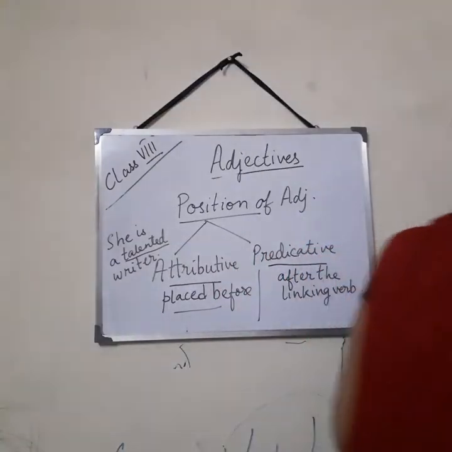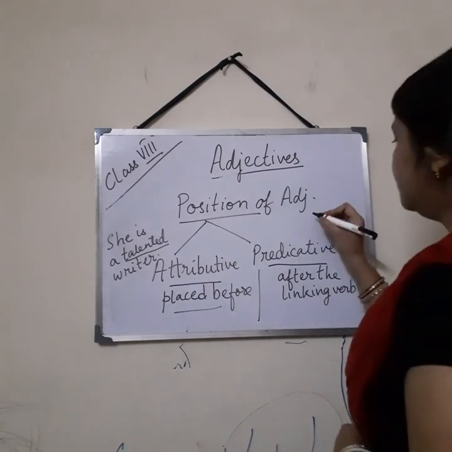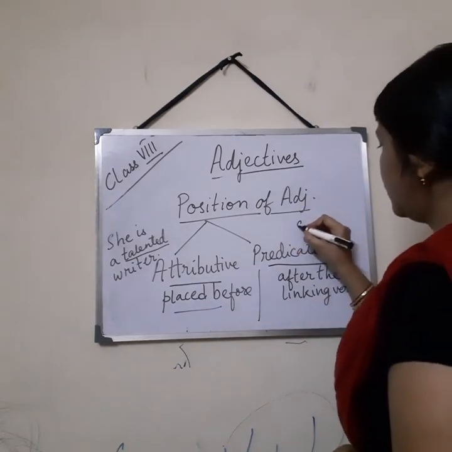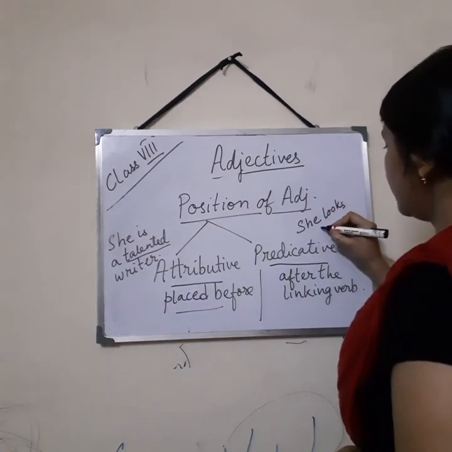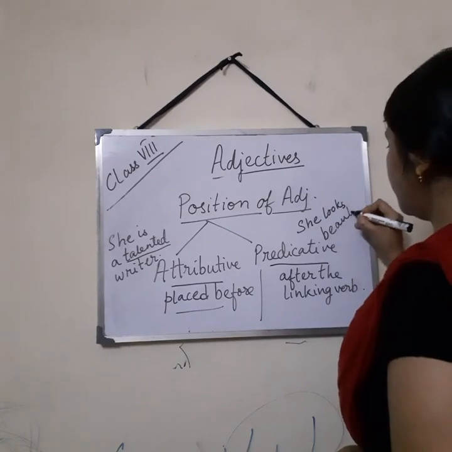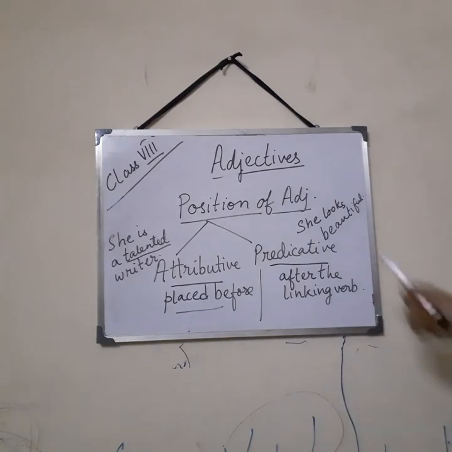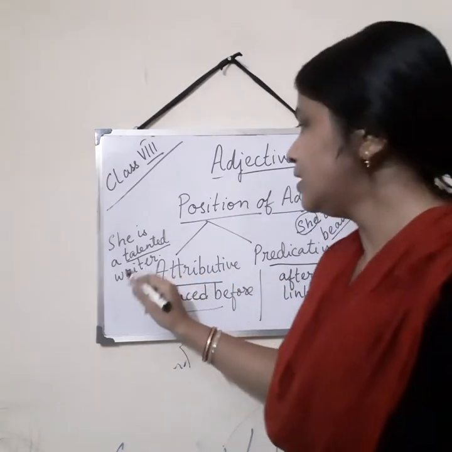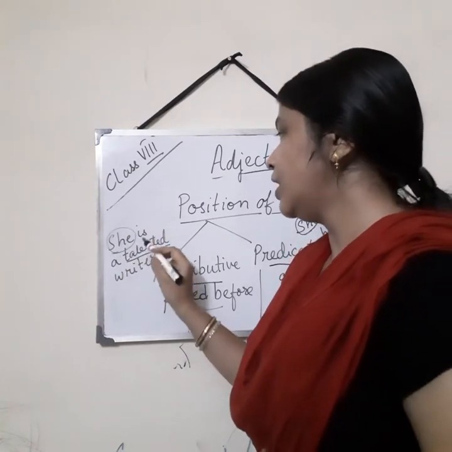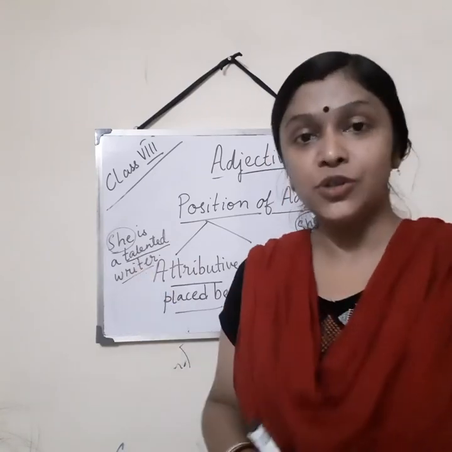Similarly, go to the predicative example. If I say, she looks beautiful. She looks beautiful. Here, beautiful is also qualifying she. Just like talented is telling us something about she in 'she is a talented writer', but it is placed in front of a noun. So, it is an attributive position of the adjective.